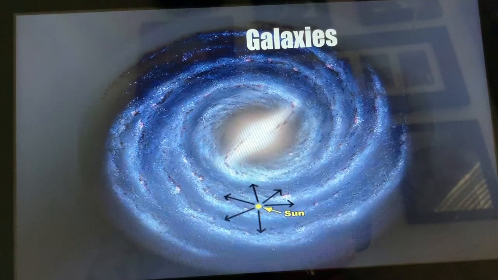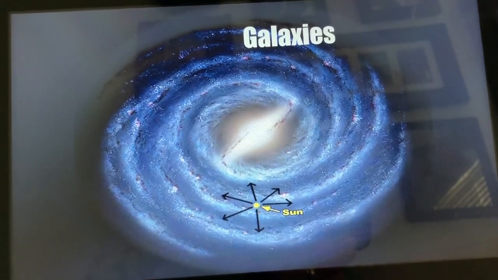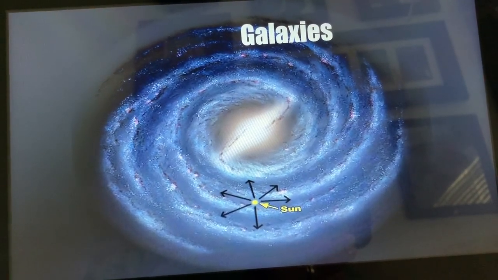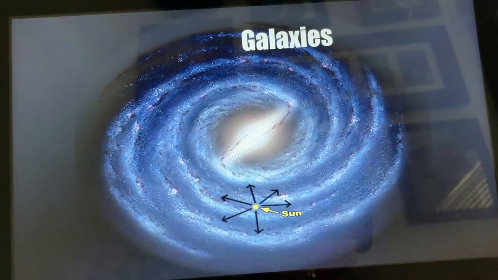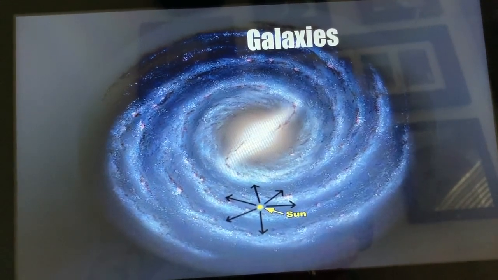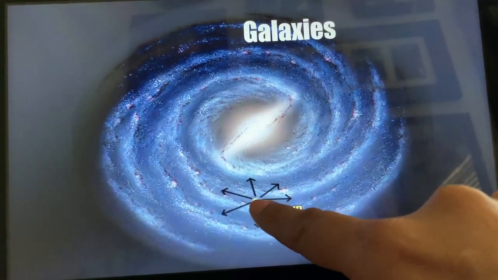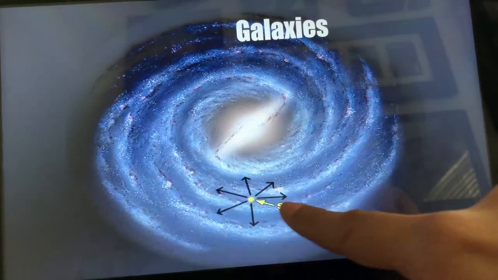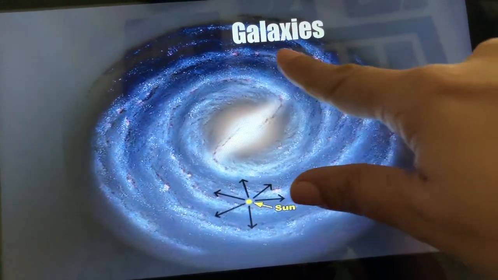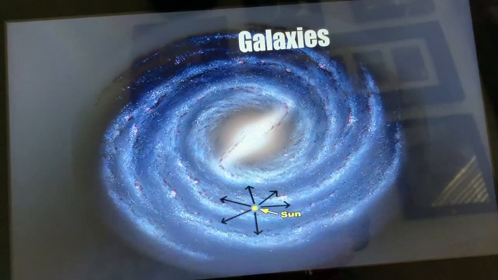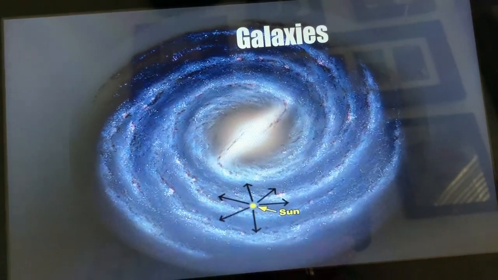and it has spiral arms and a bright center. The sun is in the middle of one of the spiral arms that far away from the galactic center. See here, it's in the middle of the arm, and it's not quite in the middle. We don't want to be that close to the middle.